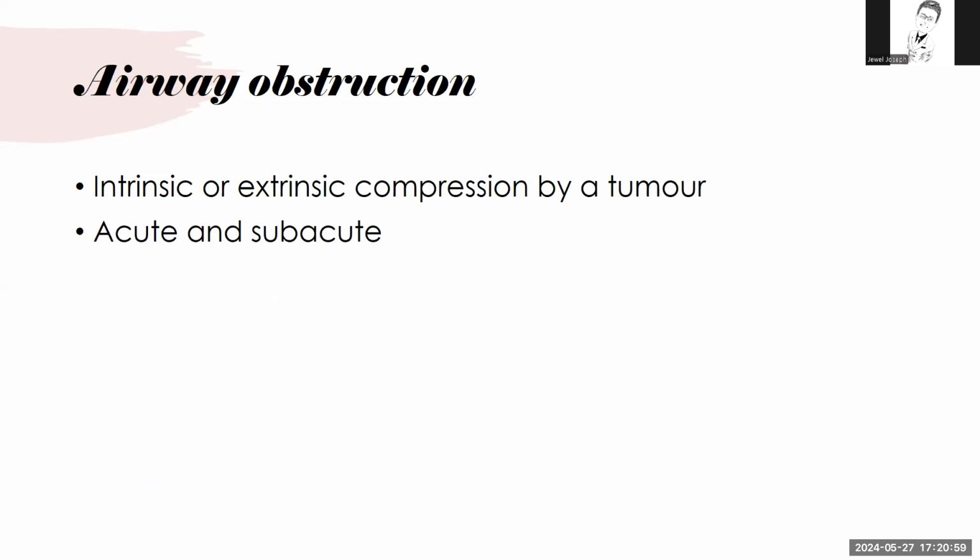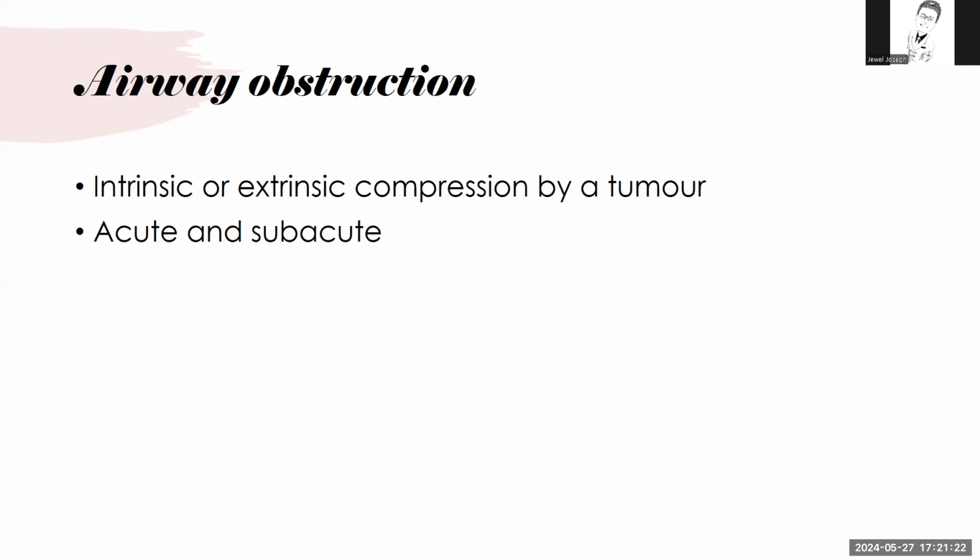So having completed the CNS, we are coming to the respiratory system. And in the respiratory system, airway obstruction is the first thing that we are discussing. It can be intrinsic or extrinsic compression by a tumor. For example, it can be a lung tumor in the parenchyma that is compressing on the bronchus and obstructing, or it can be an intrabronchial tumor that is causing an obstruction. It can be acute or subacute.